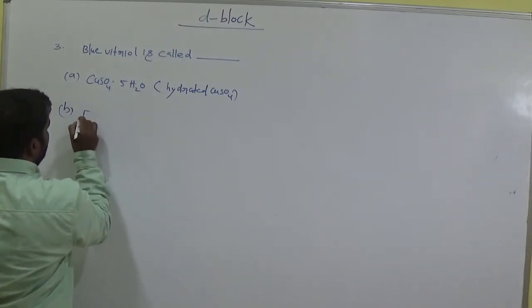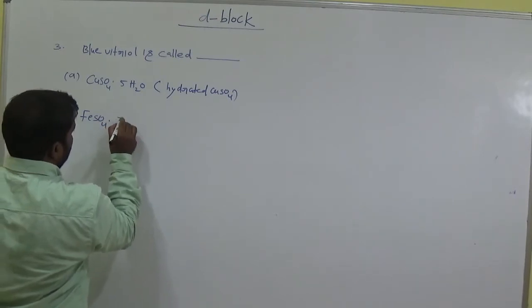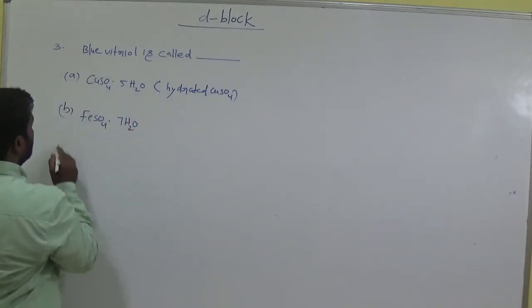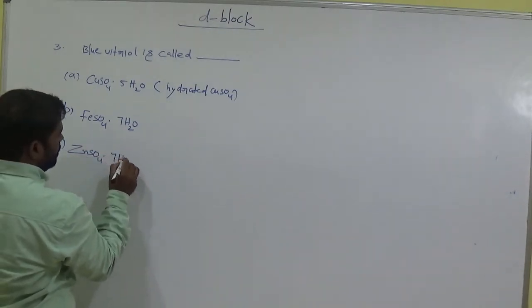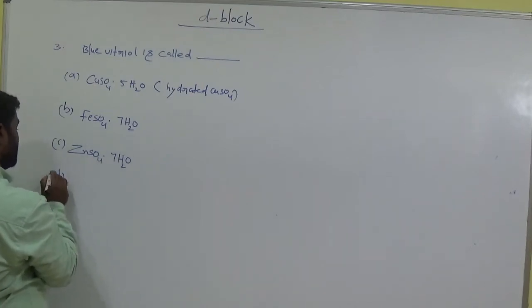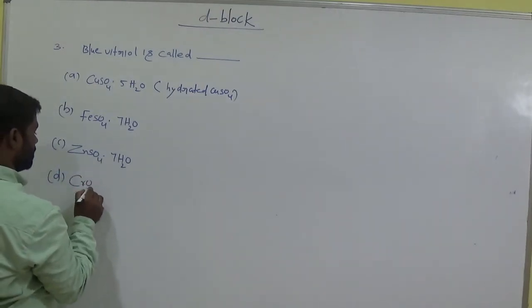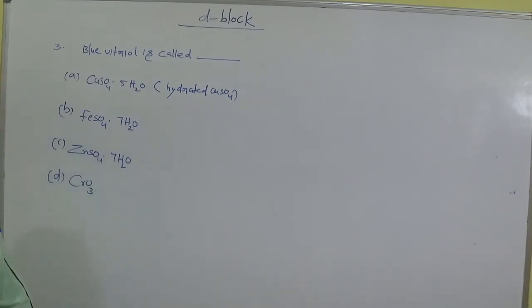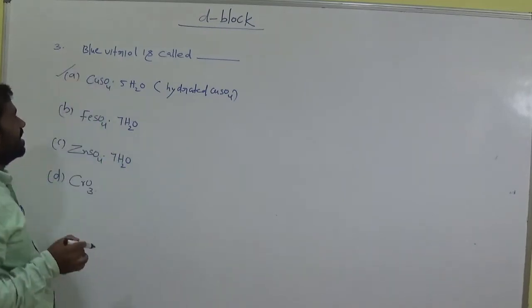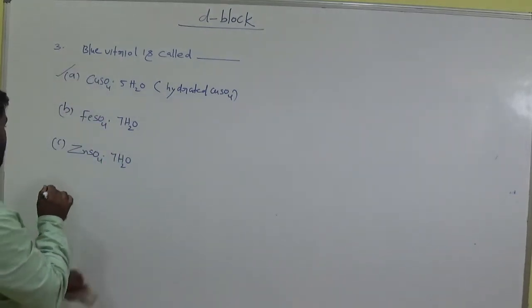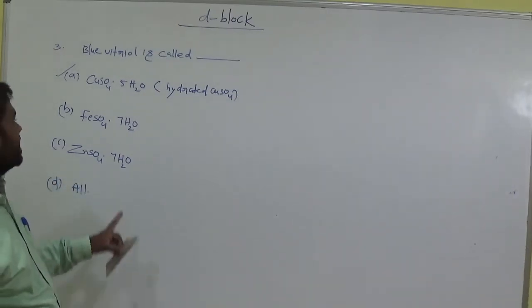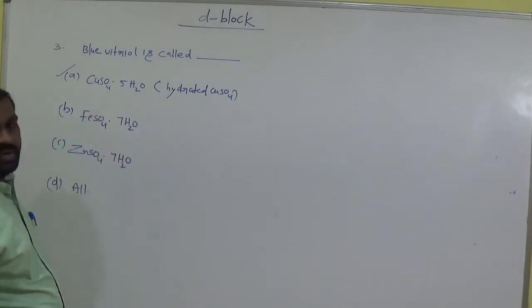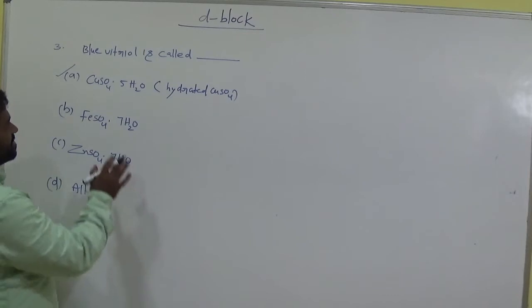Option B. Option C. Option D, all. So which is called blue vitriol? Which is the correct answer here? Copper sulfate with 5 moles of water molecules. Okay. So why is it called blue?